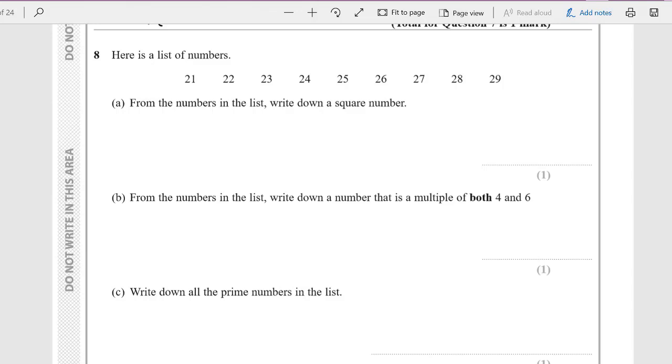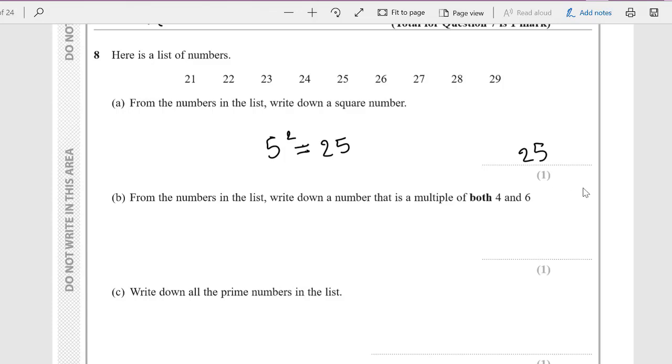Okay, question 8. It says, here is a list of numbers. From the numbers in the list, write down a square number. So a square number, remember, is any number that can be square rooted to give us an integer. So in this case, can't square root that to give us an integer. Keep going, keep going. Oh, there we go. 25, because 5 squared, just instinctively I know from doing this many times, 5 squared equals 25.